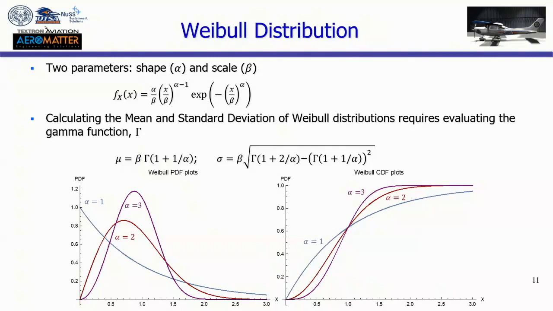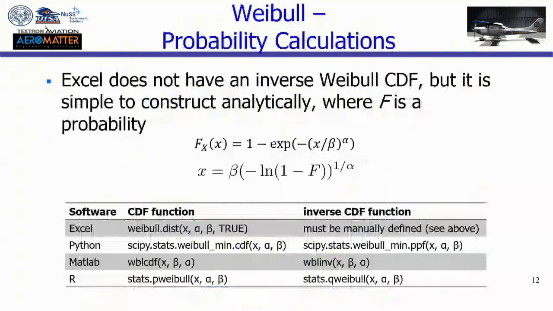Shape of 2, it starts to move out. It becomes shape of 3. It looks more and more like a normal distribution as the shape increases. So Excel has the Weibull distribution, cumulative distribution, and PDF function built in, but there is no inverse CDF function in Excel. You have to manually input that if you need to use it. So that's given here, just in case somebody's going to write some probabilistic software in Excel.